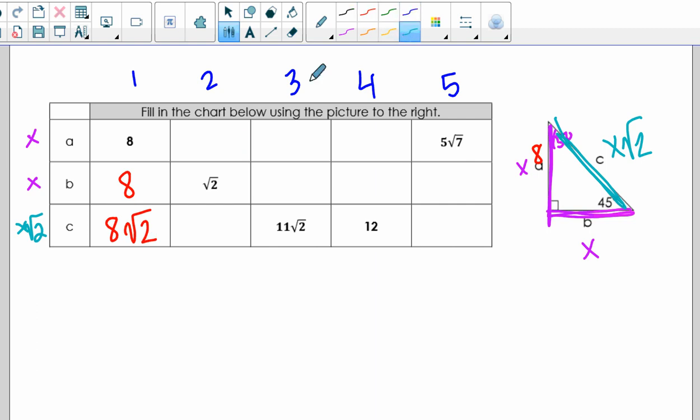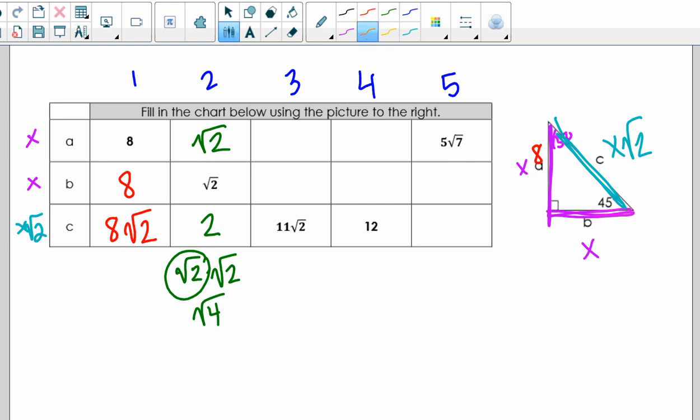For the next one, side B is radical 2. So whatever side B is, side A is. So that's also radical 2. For side C, that's just going to be radical 2 times radical 2 when you substitute this in for x. Well, radical 2 times radical 2 is the square root of 4, which is 2.